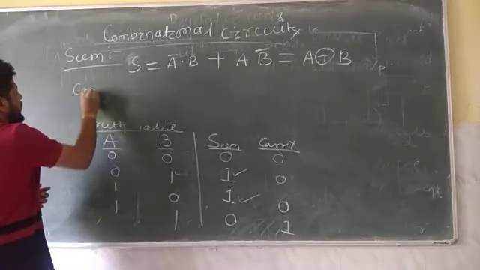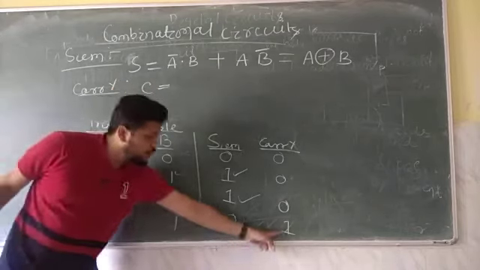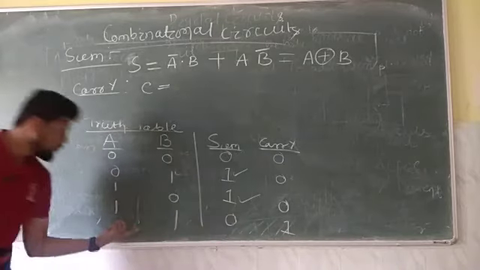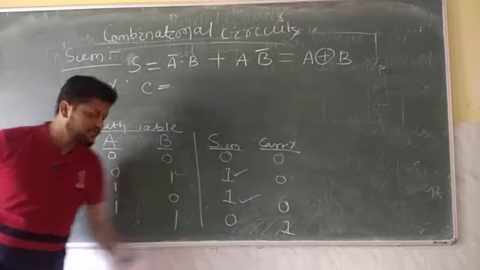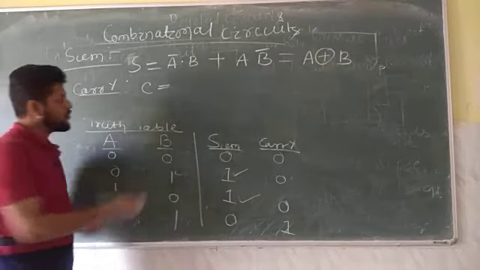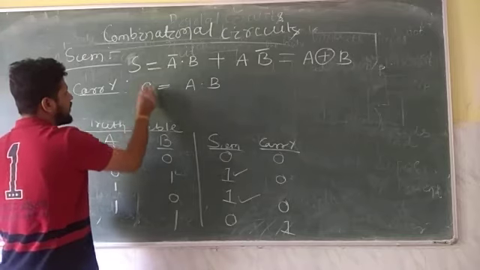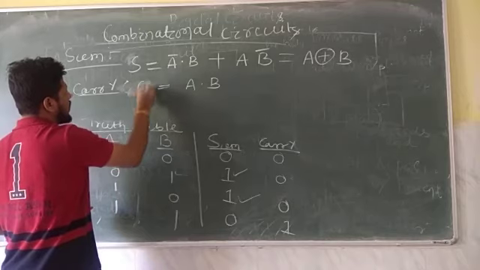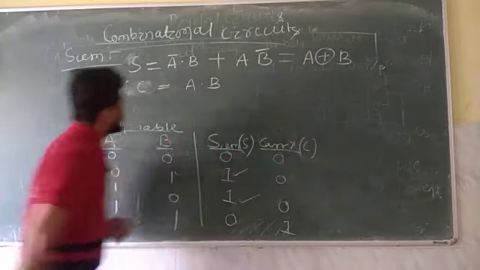So next, the expression for your carry. Carry is very simple. Carry is 1 only when both the inputs are 1. For the rest of the combinations, the carry output is 0. So carry is 1 when A is 1 as well as B is 1. So how to write A and B? I am denoting carry as C and sum as S. So C is equal to A and B.